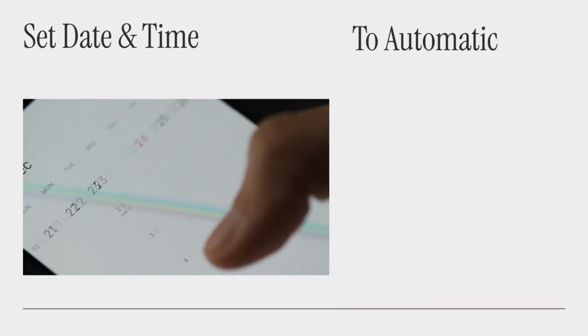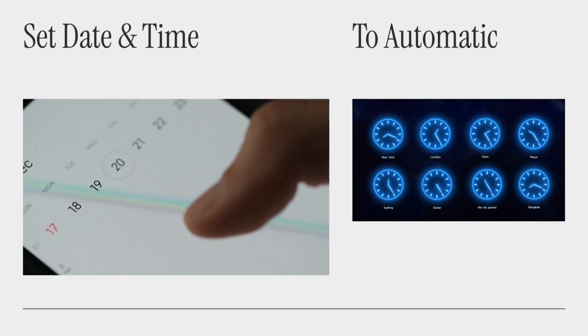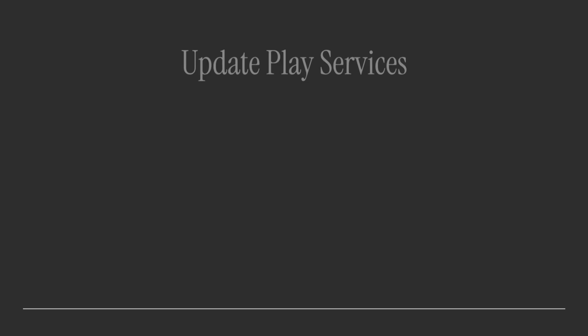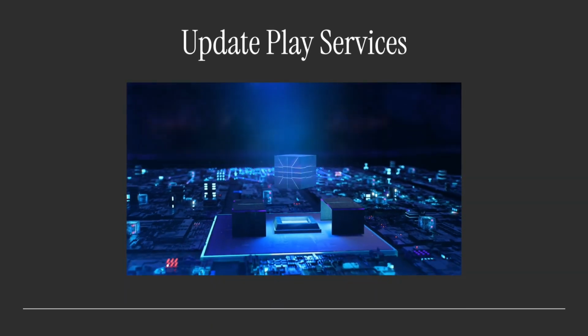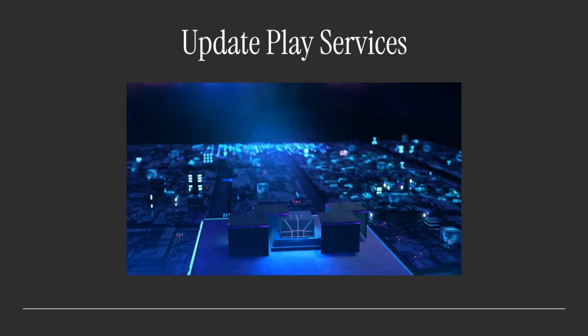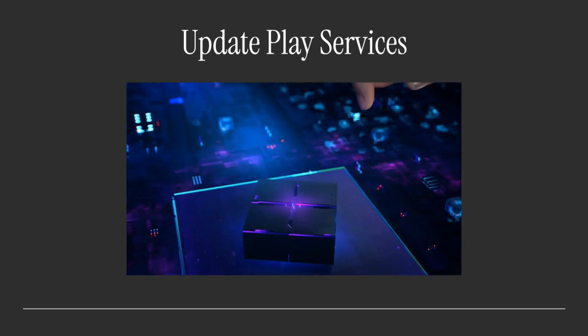Incorrect date and time settings can confuse servers and block the app. Ensure your phone's date and time is set to automatic. This is essential for proper connection security. Android users should also ensure Google Play Services is updated. This is a core part of Android that allows apps like YouTube to function correctly in the background. You can usually find this option within your phone's settings or through the Play Store.